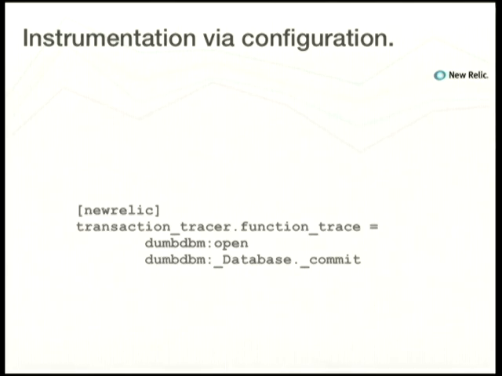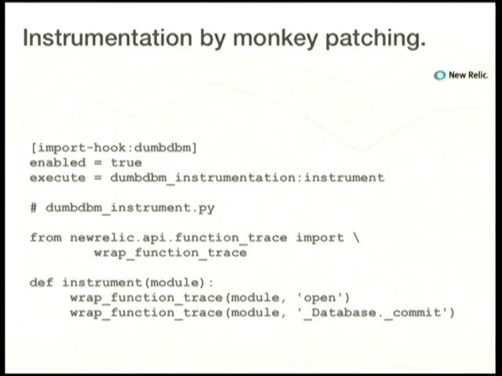A second approach is to nominate functions of interest by way of a configuration file. This avoids you needing to change code and can be used with that third-party code. But you're very limited here. You can usually only do very simple function tracing. A final option is monkey patching. Here you can specify a function to be called when a specific module is imported. That function would then go in and monkey patch the code. And this gives you a lot more flexibility in what you can actually do.